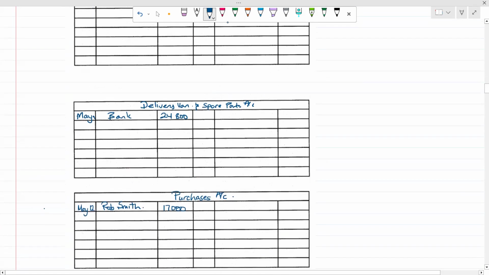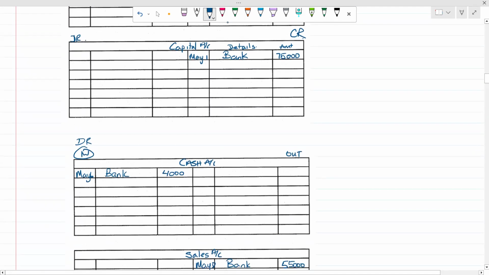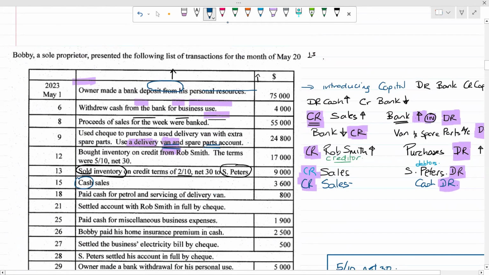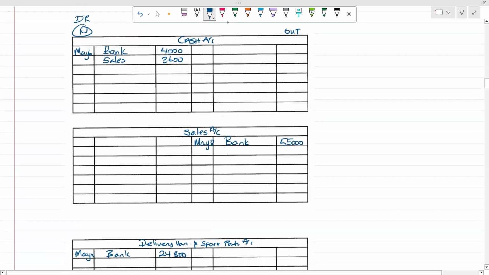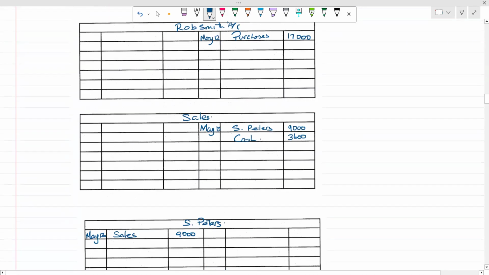And we're supposed to have a cash account somewhere, right? Right here. Sales, 3,600. Just get the dates. 15th, May 15th. I think I have two sales accounts. I have another sales account down here.